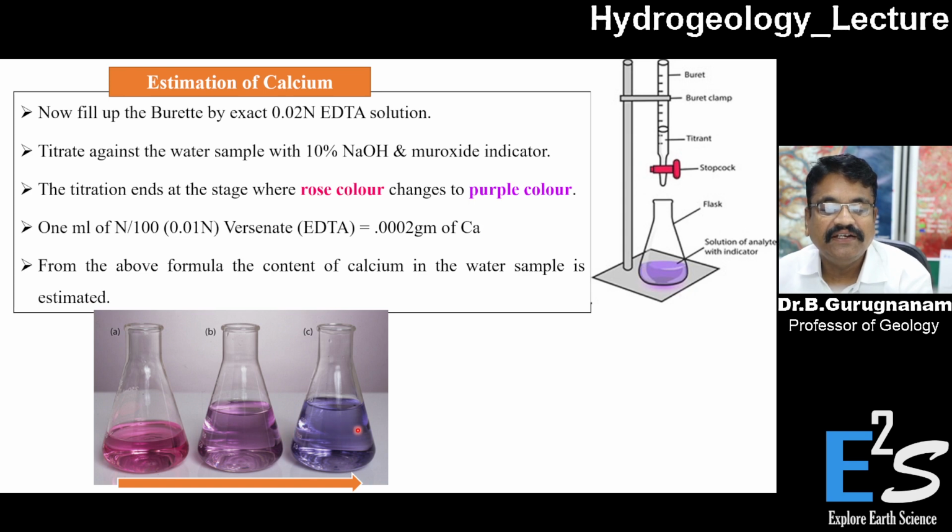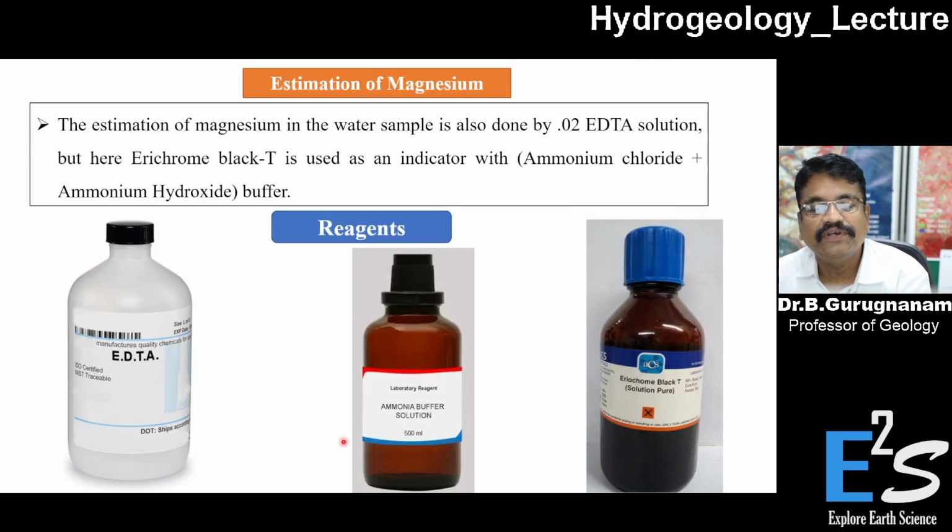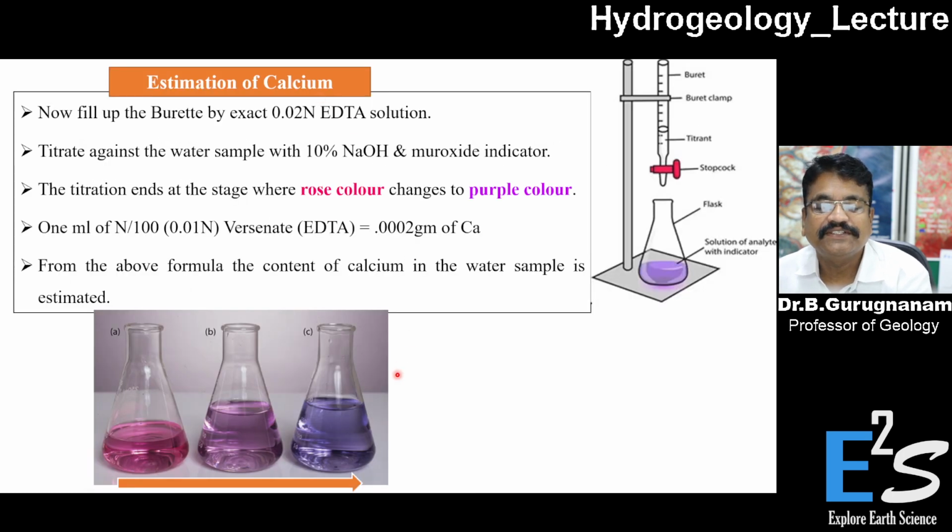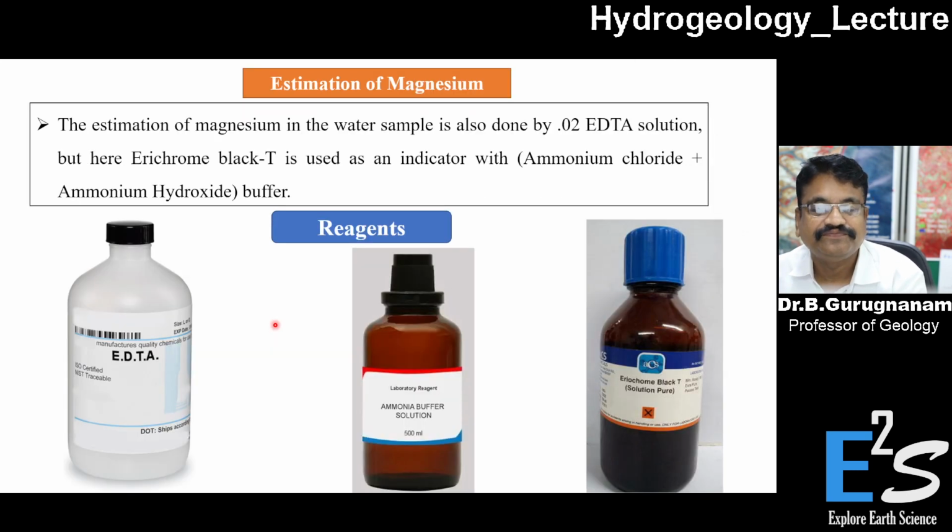This is the color change, from pink to violet. Once it turns violet, we have to stop and take the reading for the calcium assessment. If the indicator turns from this to this, then you take the reading and convert it for the assessment of calcium.